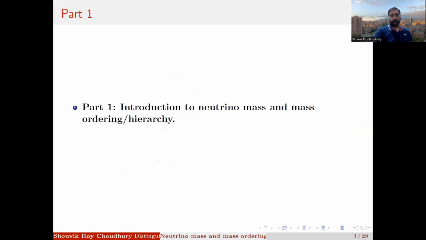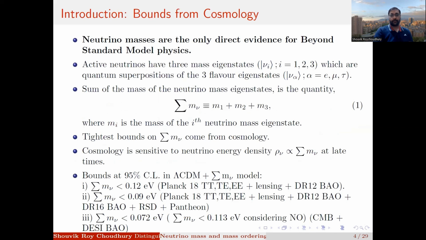To introduce neutrino mass and mass ordering, I first start with neutrino masses, which are the only direct evidence for beyond standard model physics. Active neutrinos have three mass eigenstates, which are quantum superpositions of the three flavor eigenstates, which are the electron neutrino, muon neutrino, and tau neutrino. The sum of neutrino mass eigenstates is this quantity that you can see on screen, and the tightest bounds on the sum of neutrino masses come from cosmology, because cosmology is sensitive to the neutrino energy density, which is proportional to the sum of neutrino masses at late times.